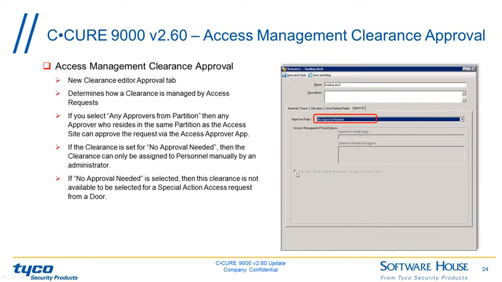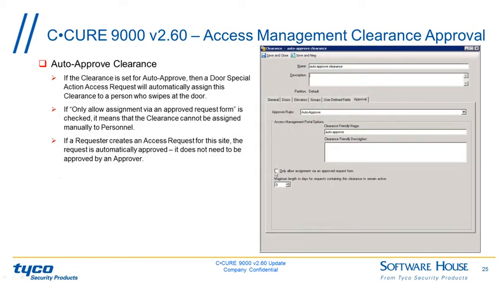And you know what? I'm noticing that this is an old screen, so I got to replace that screen. So it looks like this, but it's grayed out. So only allow assignment via an approved request form. If a requester creates an access request for the site, when it's set to auto approval, the request is automatically approved and it doesn't go into the approval app for approval. Okay, so you're only going to set this for doors that pretty much everybody needs to access.